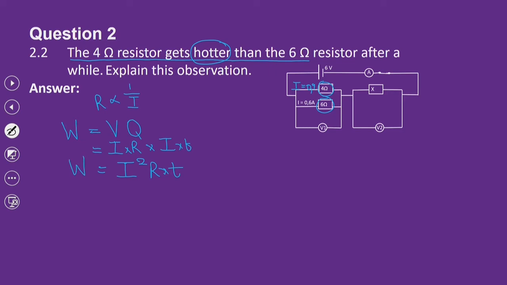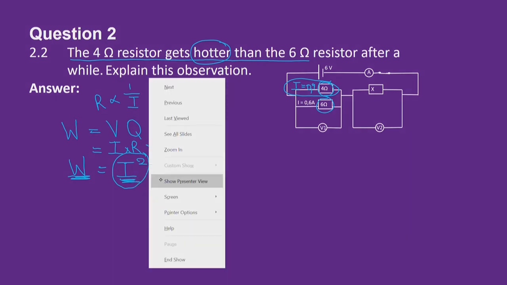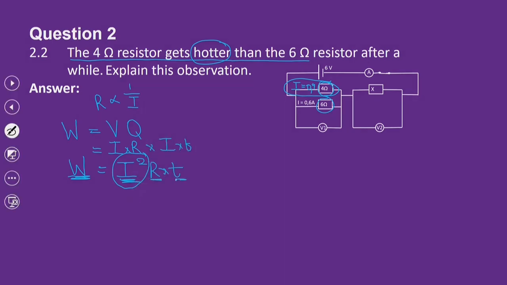So think about it carefully. Look at I squared in this equation. The current is much higher in the 4 ohm, so the higher the current, the more energy, of course, if the resistance is constant and it's all done in the same period of time. Alternatively, we can look at the other formula for energy. Energy is equal to V squared divided by R multiplied by time.